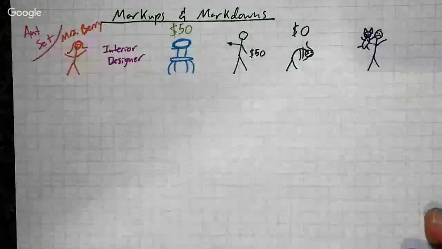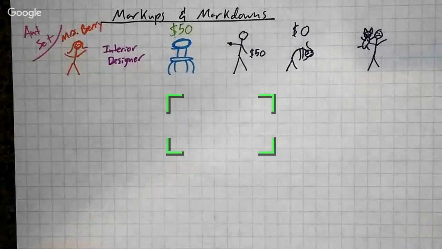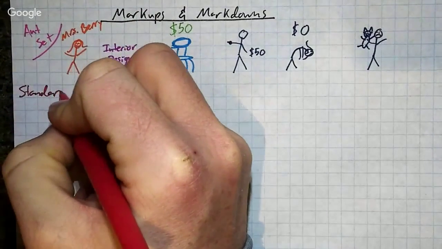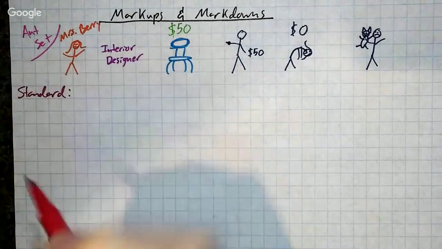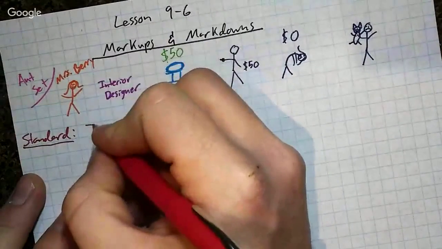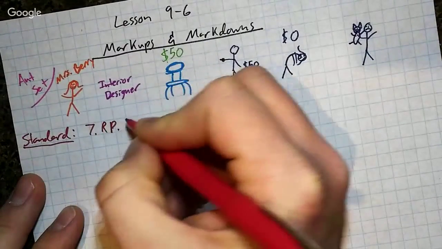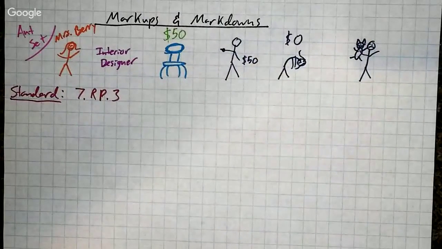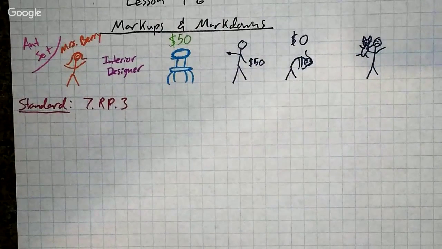So let's go ahead and take a look at our standard for today. And our standard is going to be 7.RP.3. Now, yesterday I know you were working on the second standard in this, ratios and proportions 0.2. I believe it was 0.2b, maybe 0.2d, one of those two. But today we're going to be doing 7.RP.3.